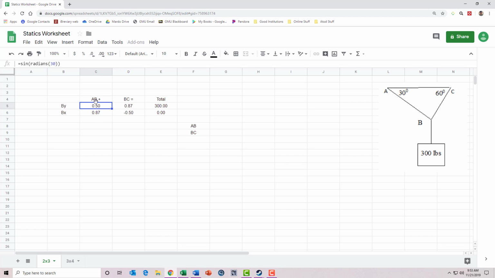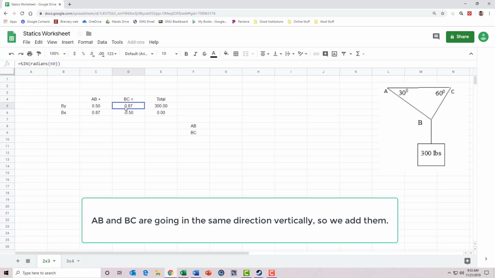Now here I'm saying AB sine 30. In spreadsheets you always have to preface it with radians, because the default for angles in spreadsheets is radians, so you have to say sine radians 30 and it'll turn it into degrees. So AB sine 30 plus BC sine 60 equals 300.